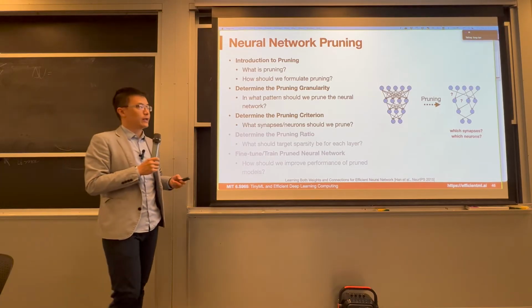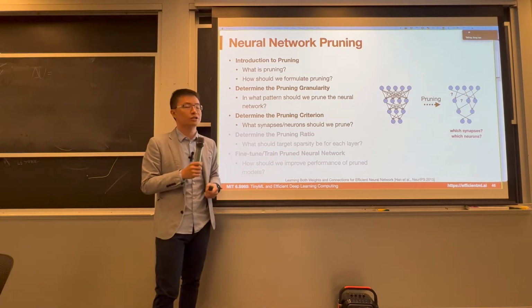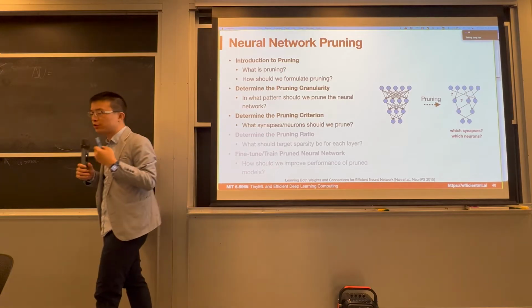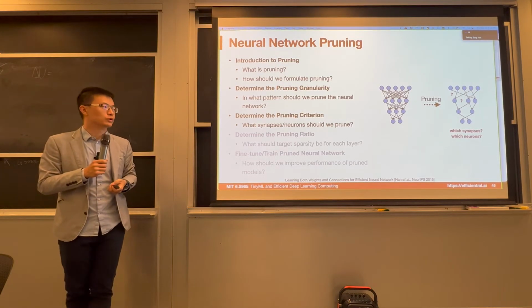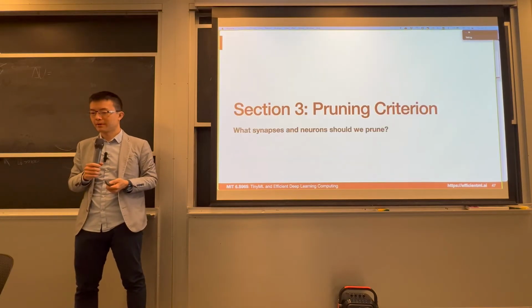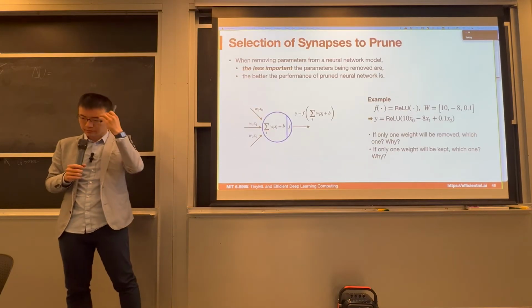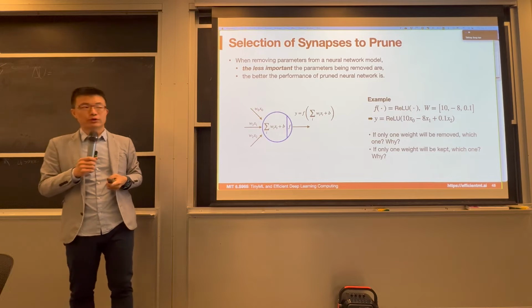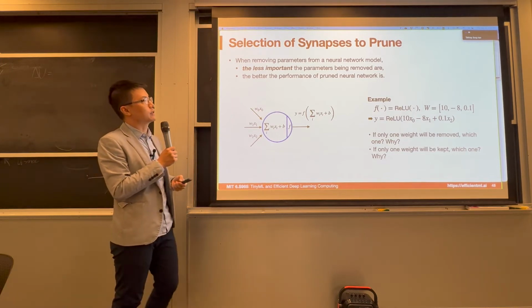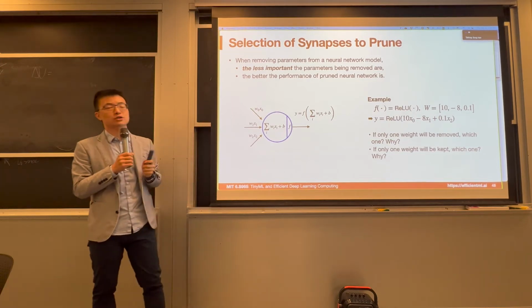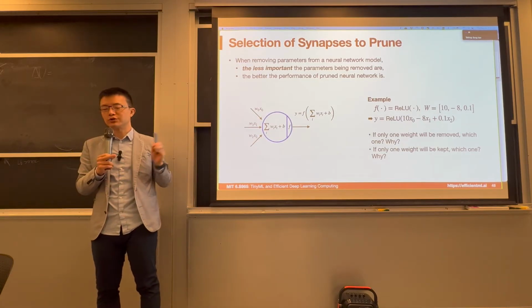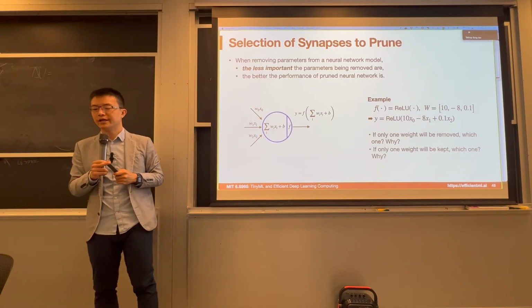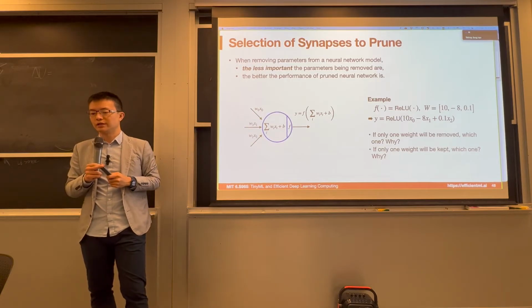Let's now switch gears to determine what parameters and what neurons we should prune. Let's start with a simple heuristic: we just want to prune those less important parameters. This is a purely empirical study in the field currently.